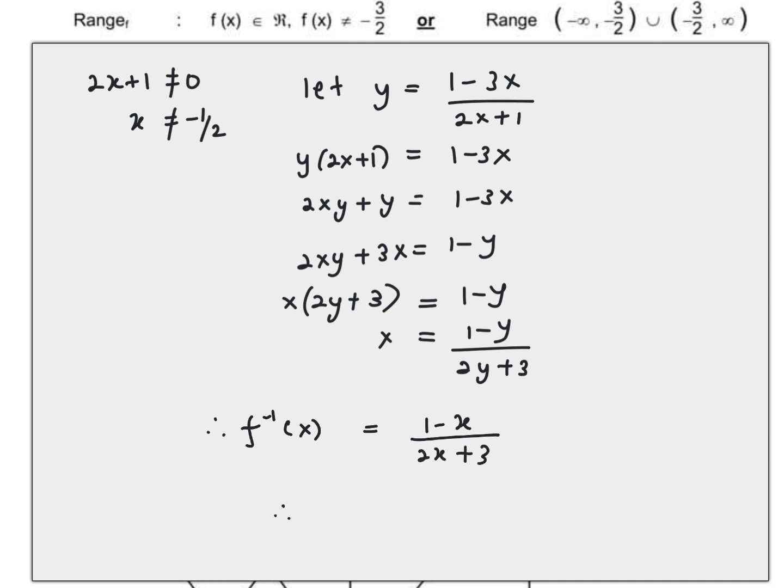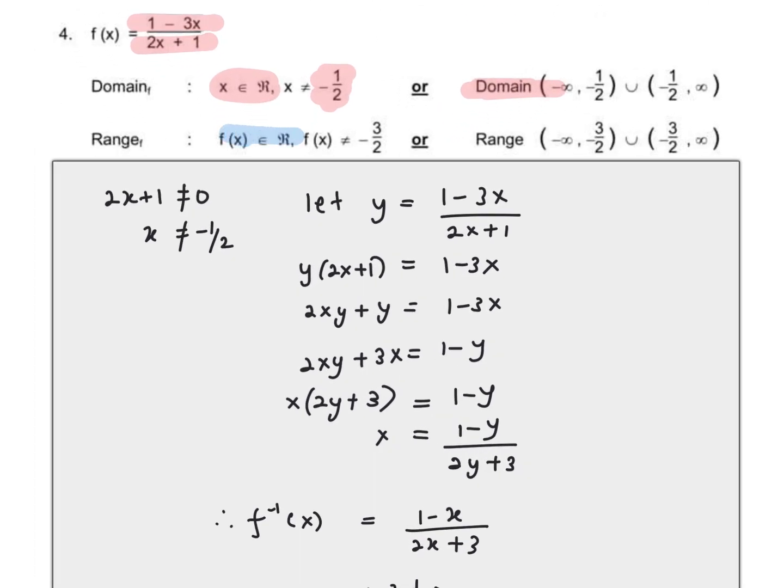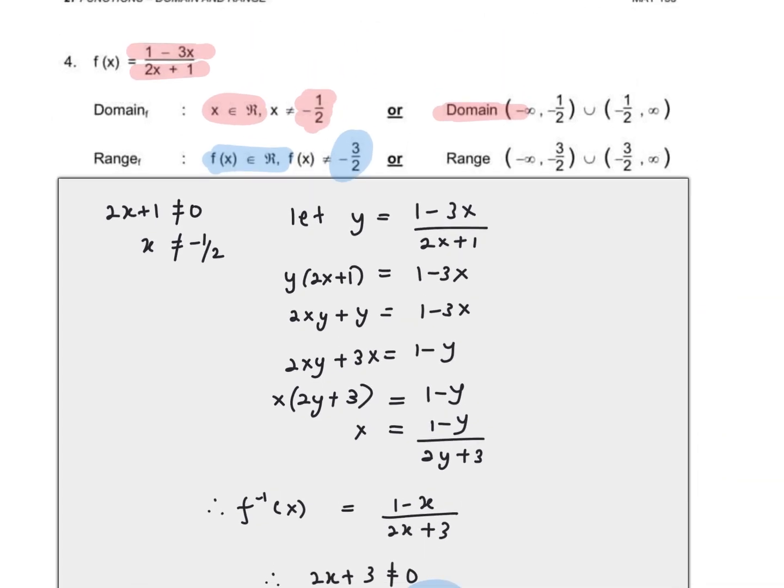So for the range, 2x plus 3 cannot be equal to 0, so x cannot be equal to negative 3 over 2. This is what we are looking for in order to identify the range. As you can see previously, the range is all the numbers except negative 3 over 2. You can also write it in interval notation. That's for number 4. So next, number 5.